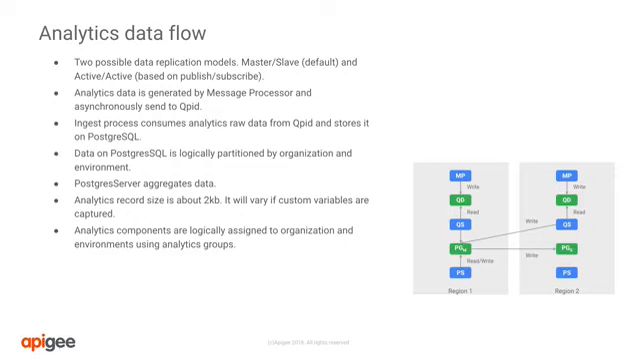As previously mentioned, the data is partitioned logically by organization and environment. A separate Edge component, Postgres Server, aggregates the data stored in PostgreSQL. When sizing Postgres machines, it's important to know that the general analytics record size is around 2K. If custom variables are used, this record size will increase. All analytics components, Qpid daemon, Qpid server, PostgreSQL, and Postgres server are logically assigned to organizations and environments using analytics groups.